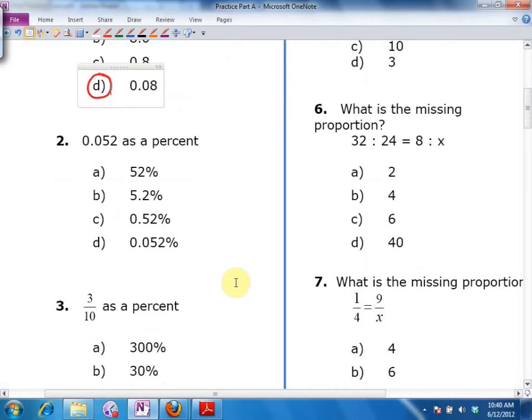Again, it was a decimal. Change that to a percent. What do I do? Times it by 100, which all that does is move the decimal over 2 places. And I get 5.2%. It's B.